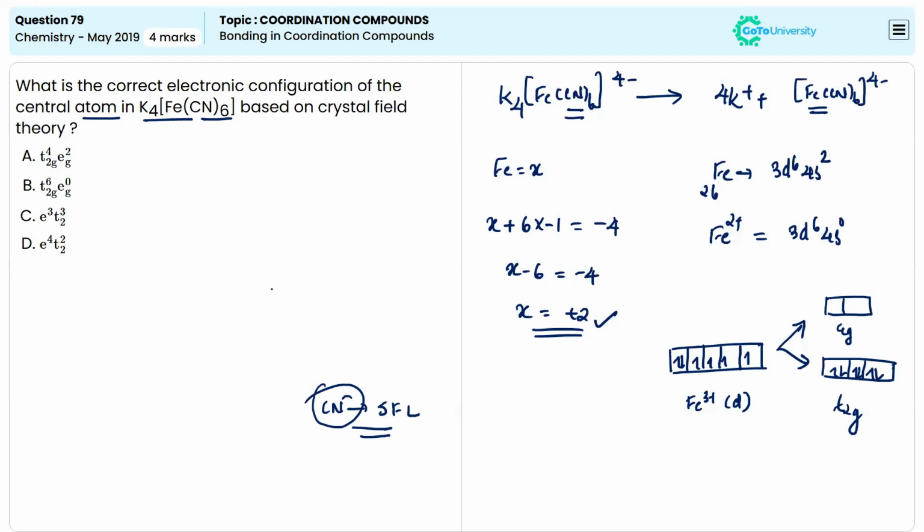So we can write the electronic configuration as t2g6 eg0. The correct answer is option B. That is, t2g will have 6 electrons and eg will have 0 electrons. This is due to the strength of the CN minus ligand as well. We have to remember that, and only then can we write the proper electronic configurations.